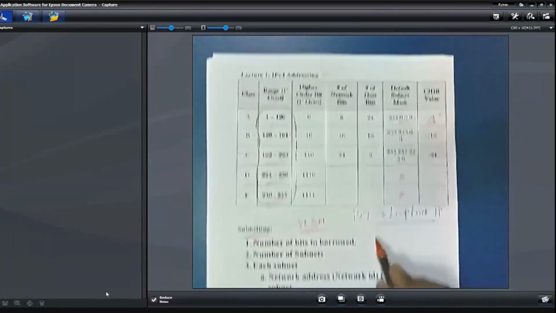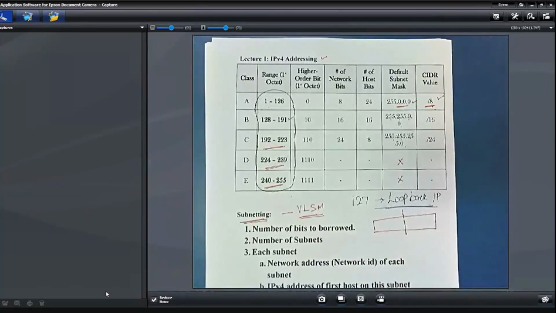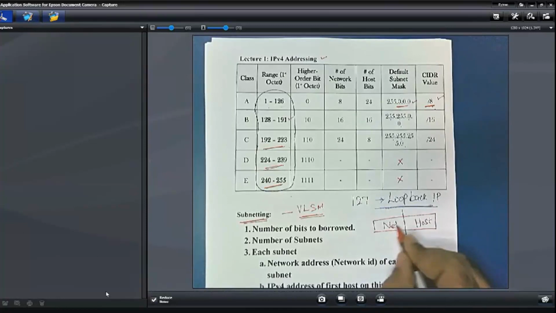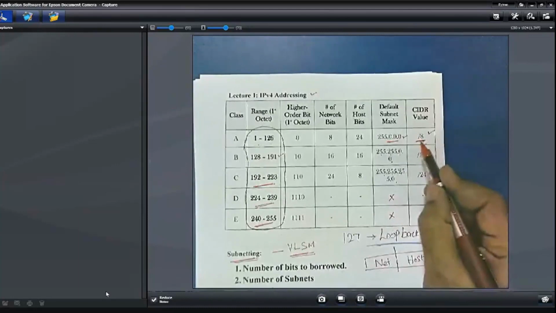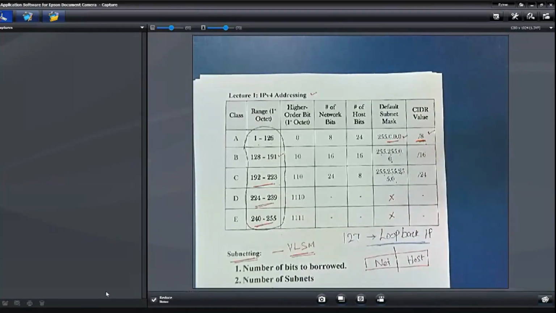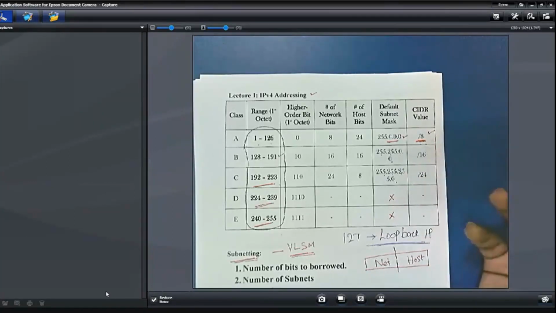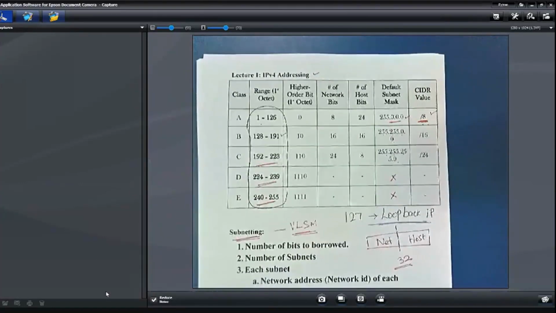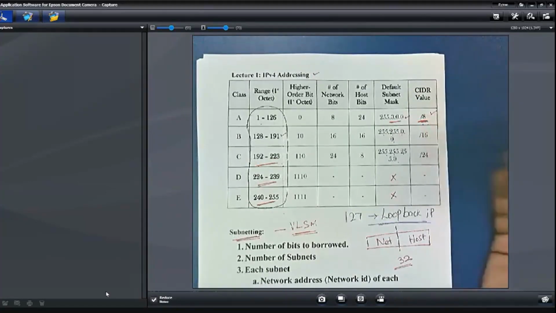We can divide the IP address into 2 parts. The first part is the network part, and the second part is the host part. Now /8 means the number of bits available in the network. So 8 bits are available in the network, and the remaining 24 bits are in the host. The total is 32 bits because this is IPv4.